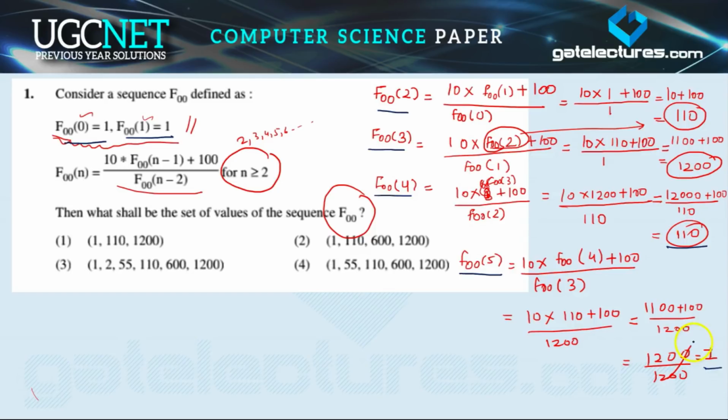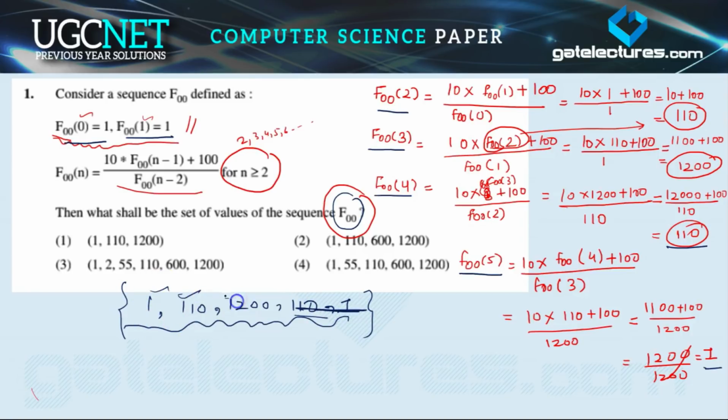It means you can easily see that the set of values of the sequence F are like 1, then 110, then 1200, then 110 again, then 1. So the outputs are coming around only these values, only 3 distinct values, because 1 is repeated and 110 is repeated. So 3 values are here: 1, 110 and 1200, right? So option 1 is the correct answer.